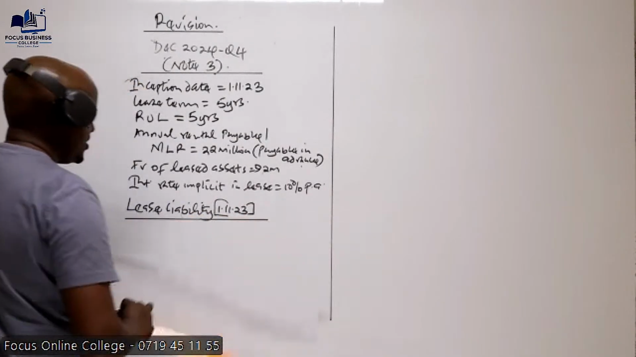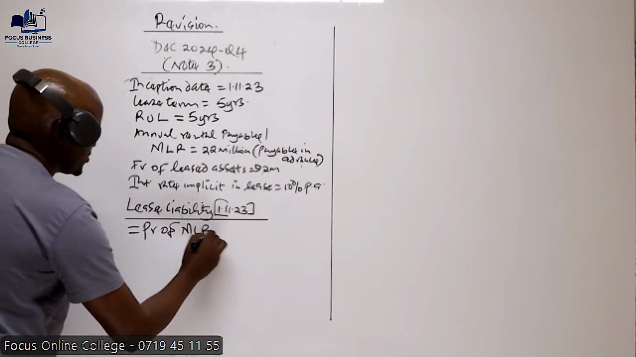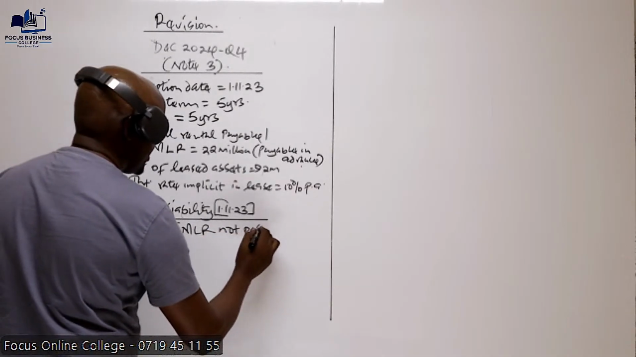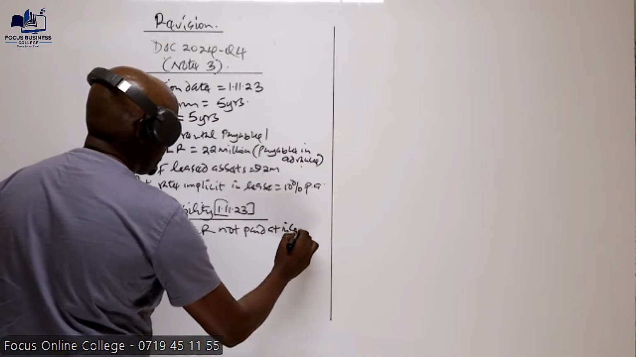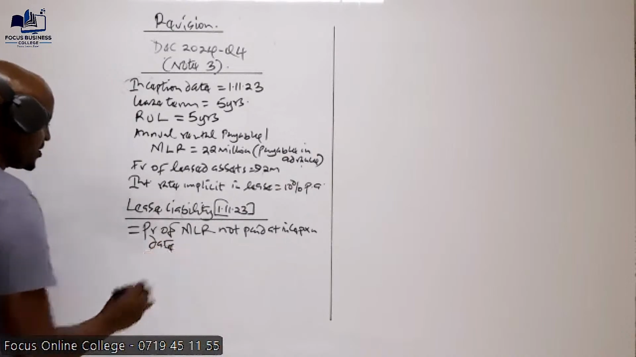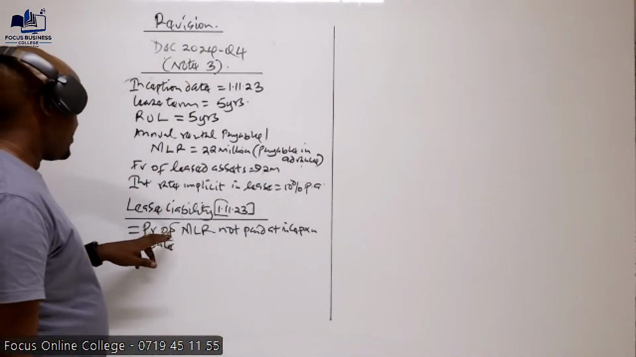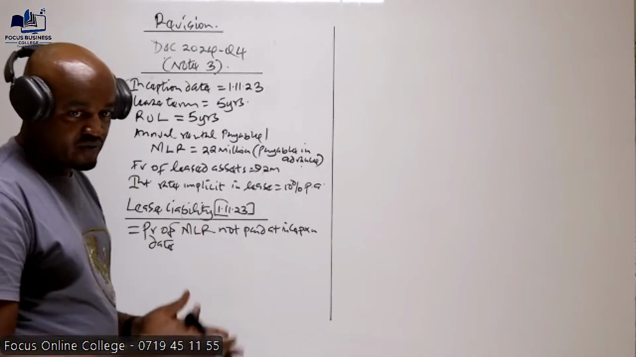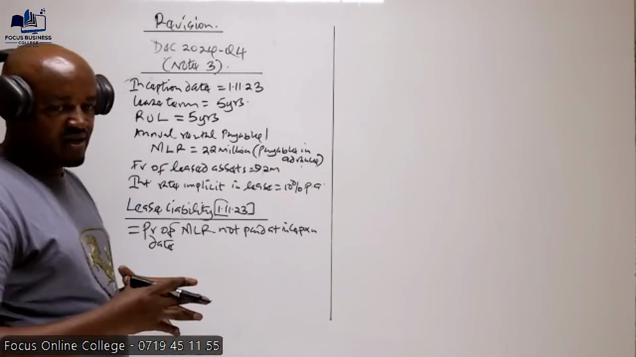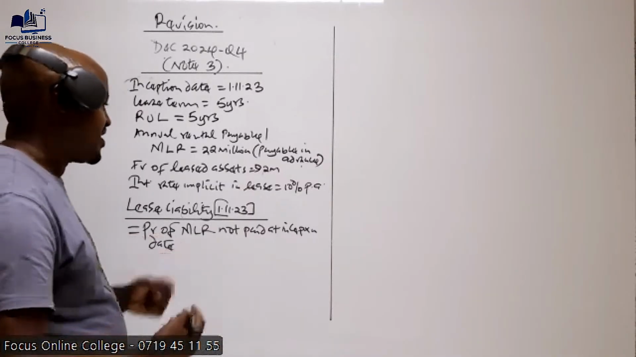We say the lease liability is equal to the present value of the minimum lease rentals not paid at the inception date. In other terms, to compute the lease liability, we have to discount the minimum lease rentals which were not paid at the inception date. In the process of computing the lease liability, we don't take into account the minimum lease rentals which were paid at the inception date.